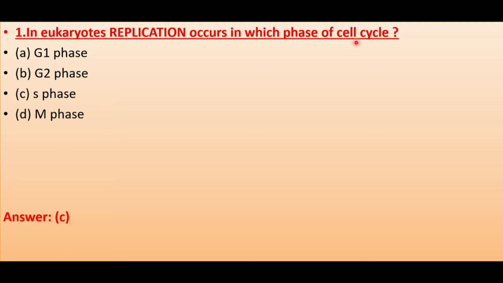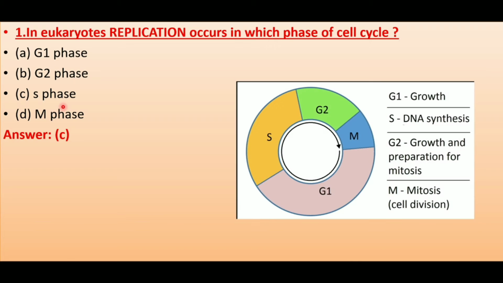In eukaryotes, replication occurs in which phase of the cell cycle? A. G1 phase, B. G2 phase, C. S phase, and D. M phase. So the right answer is C, that is, the S phase. You can see here that in S phase the DNA synthesis, or DNA replication, occurs.